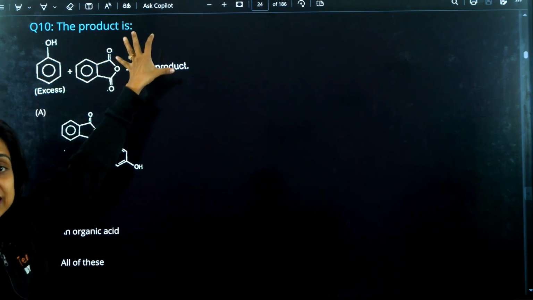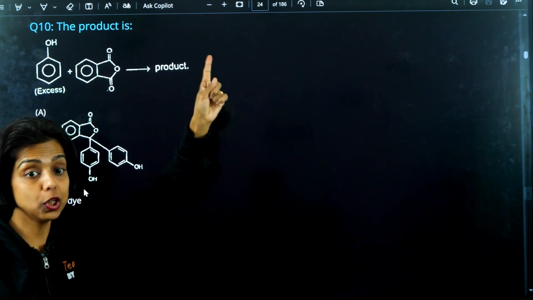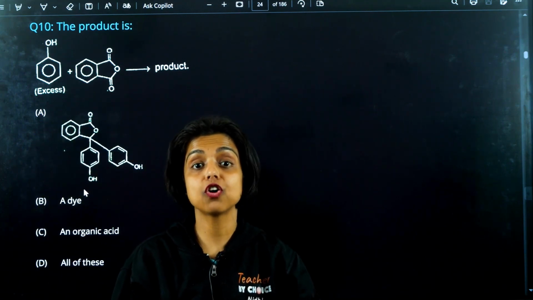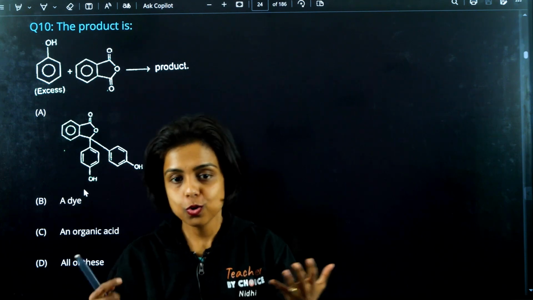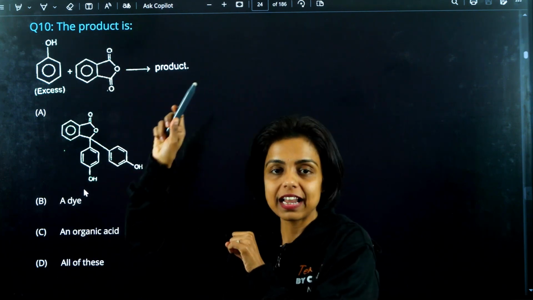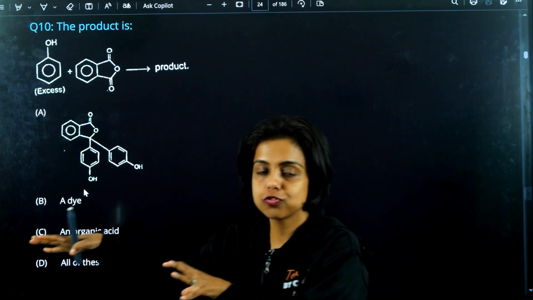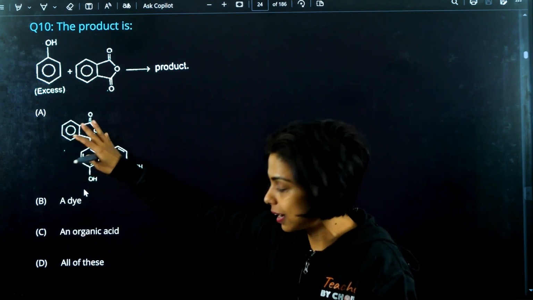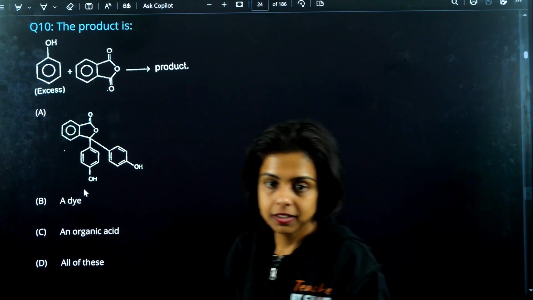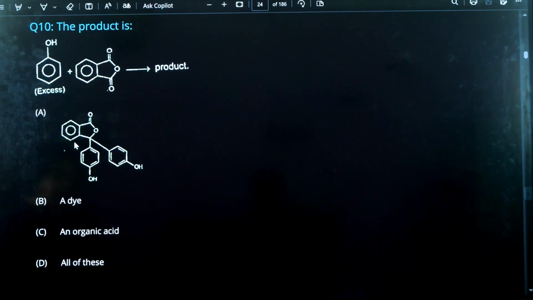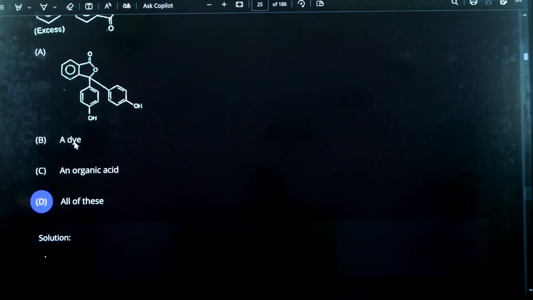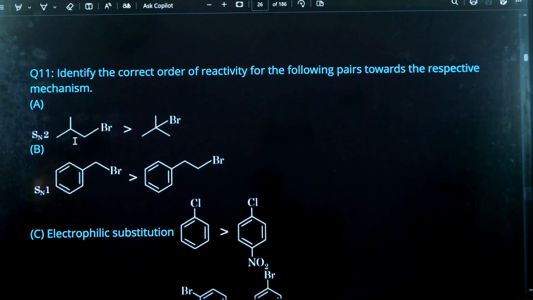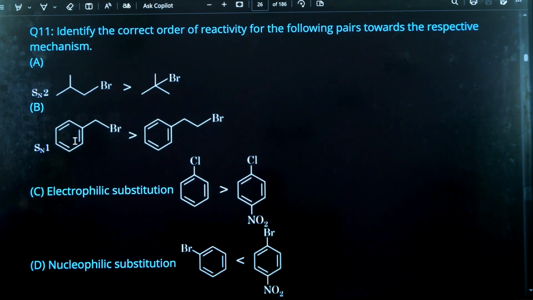So, phenol reacting with phthalic anhydride. Remember this reaction of phenol: two molecules of phenol react with one molecule of phthalic anhydride in the presence of acid to form phenolphthalein, a pink colored compound, a dye, whose formula is this. It is an organic acid and a colored compound. Very important. So what answer will we mark? All of these are correct. Yes, phenolphthalein.